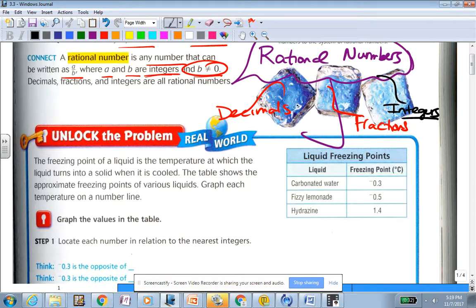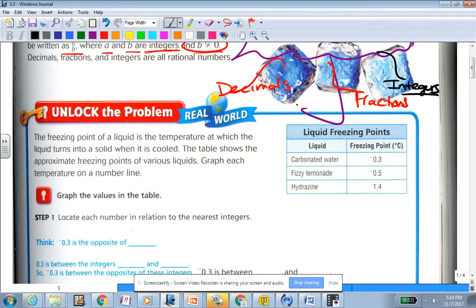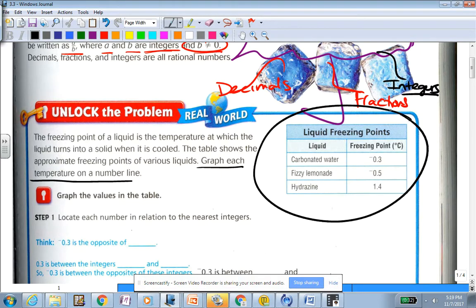The other problem reads that the freezing point of a liquid is the temperature at which the liquid turns into a solid when it's cooled. The table shows the approximate freezing points of various liquids. We are asked to graph each temperature on the number line. Where are we getting the temperatures from? This table tells us carbonated water's freezing point is -3/10, fizzy lemonade -5/10, and hydrazine is 1 4/10.